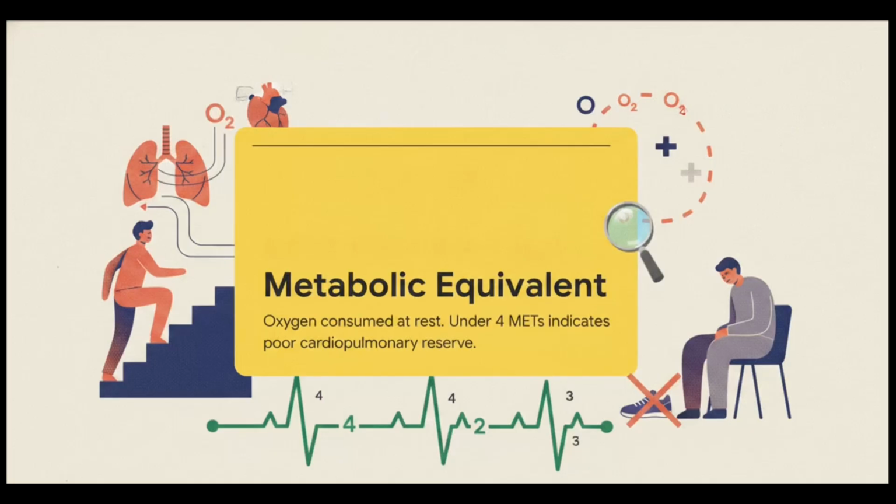To gauge this internal engine, we use metabolic equivalents, or METs. One MET is just the oxygen you consume at rest. In the clinic setting, we use normal daily activities as our benchmark. If your patient can easily climb 2 flights of stairs without stopping, they're operating at greater than 4 METs. That's great, but if they can't do it, they're operating at less than 4 METs. This is a huge indicator of poor cardiopulmonary reserve, and it immediately tells you this patient likely needs a much deeper cardiac evaluation before you proceed.